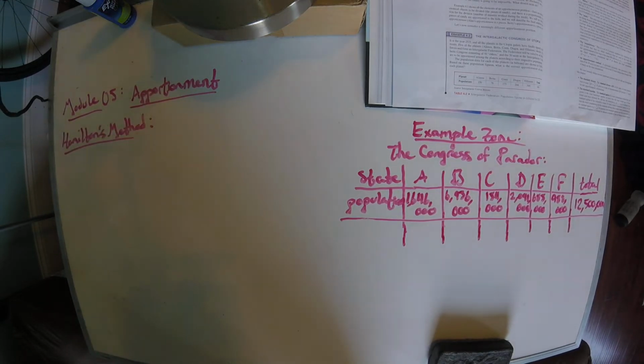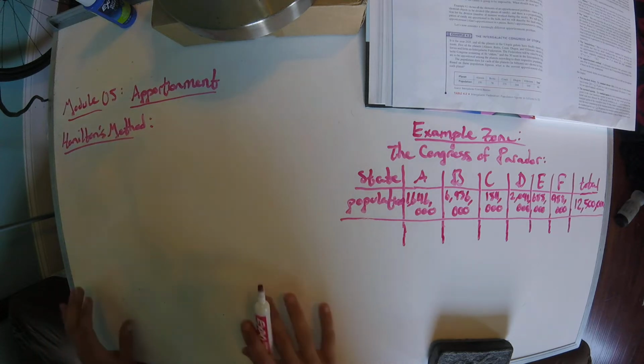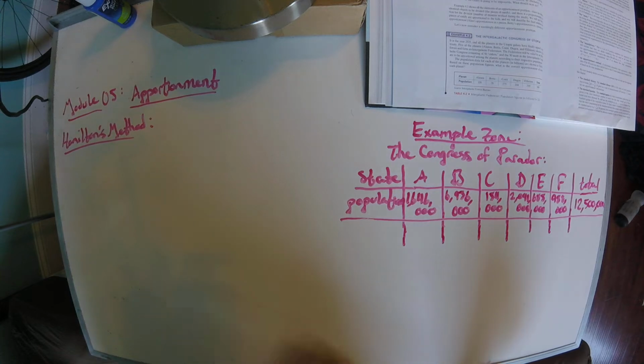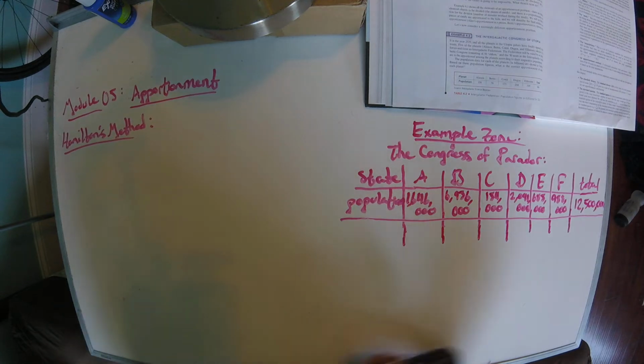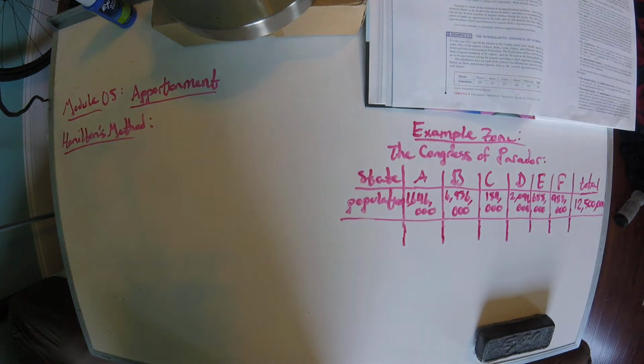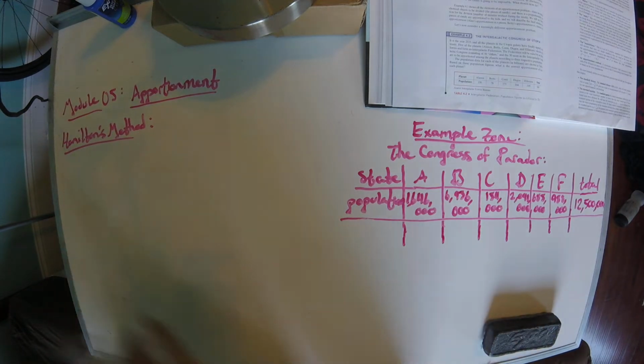And so this method was first suggested by Alexander Hamilton, and as humans, we like naming things after ourselves instead of giving things useful names, like maybe a name that indicates how it works or something like that. Nope, we don't do that. We just name things after ourselves because we're selfish.